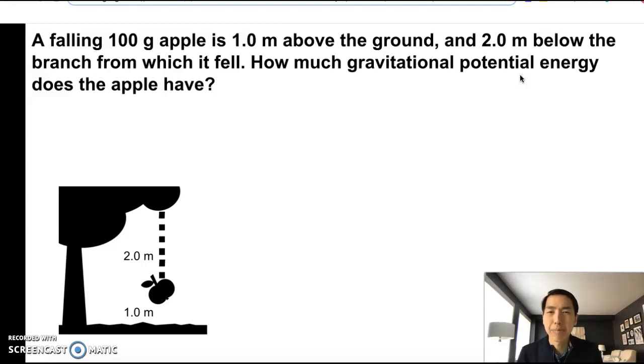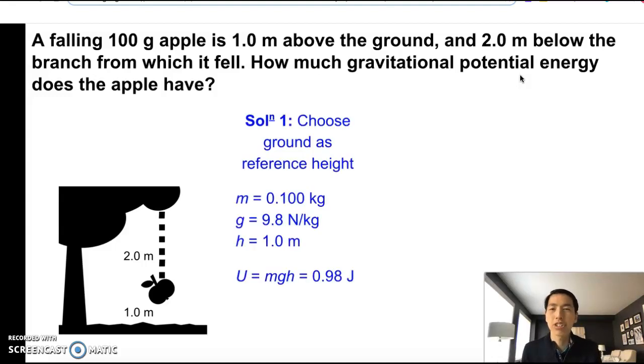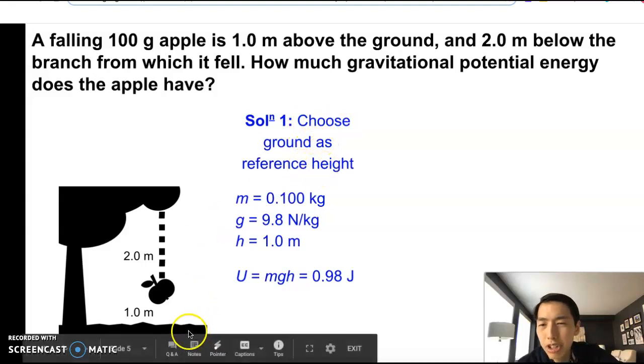So in this slide, I'm actually going to show you 3 different solutions. All of them are correct. And the final answers are different, but they're all going to be correct. Here's the first solution. In solution 1, we choose the ground as the reference height. So we're going to measure all the heights with respect to the ground.